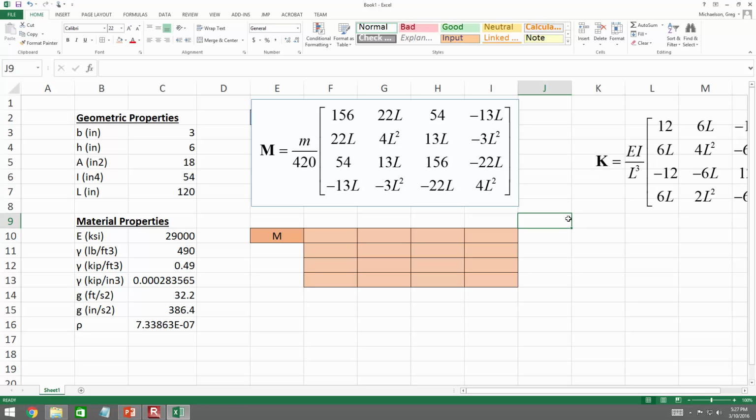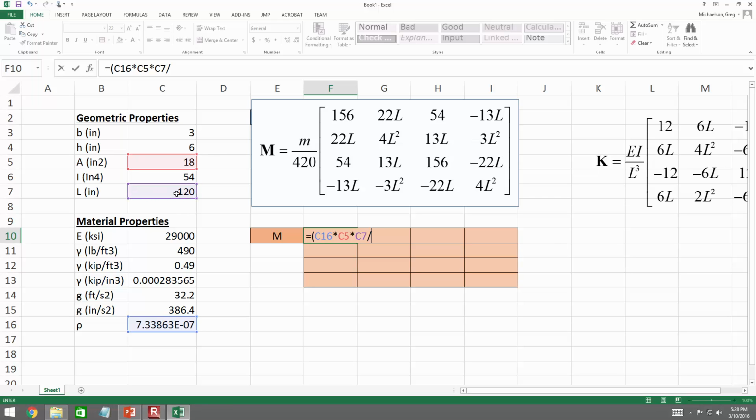There we go. So it's the density times the volume, right? So what's the volume of the bar? How do we calculate the volume of the bar? Area times length. So rho times A times L, that's M, right? So this first term, what I might do is I might say it equals rho times A times L divided by 420. And then all of that times 156. All right? And then just do the same pattern.